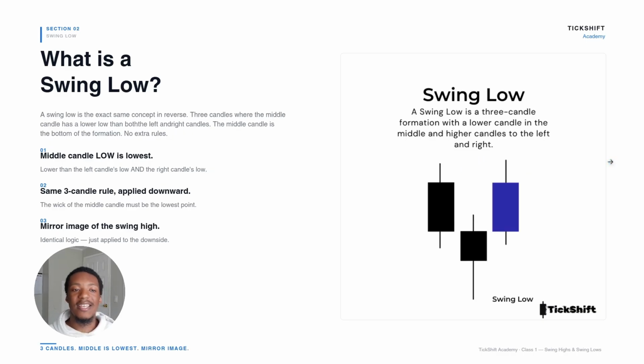A swing low is the exact same concept, but in reverse. 3 candles where the middle candle has a lower low than both the left and the right candles. The middle candle is the bottom of the formation and there are no extra rules. So here in this 1, 2, 3 candle pattern, you can see that the second candle has a lower low than the candle to the left, which is the 1, and the candle to the right, which is the 3. So the 2 is our swing low, using that wick.